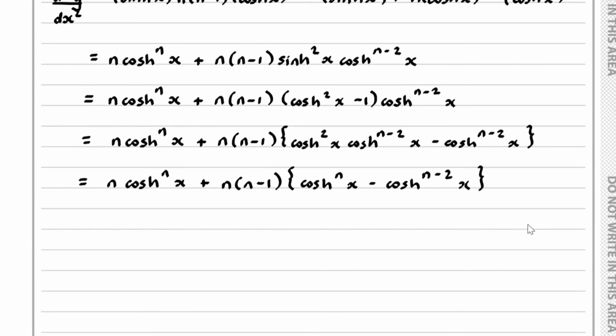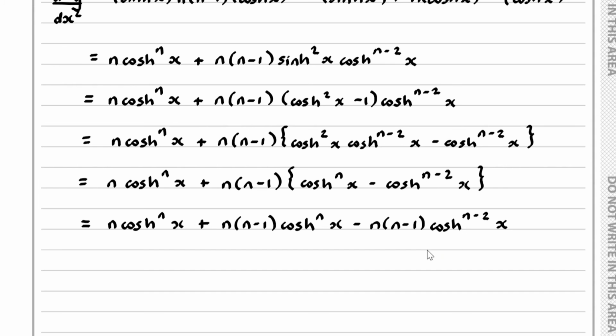So if I now expand the brackets, I have n times cosh n x plus n times n minus 1 times cosh n x, subtract n times n minus 1 times cosh n minus 2 x.